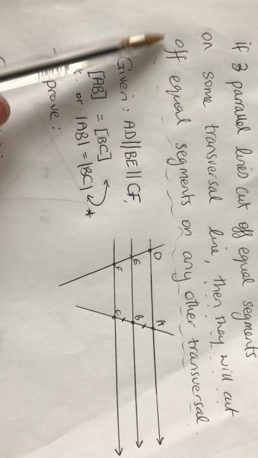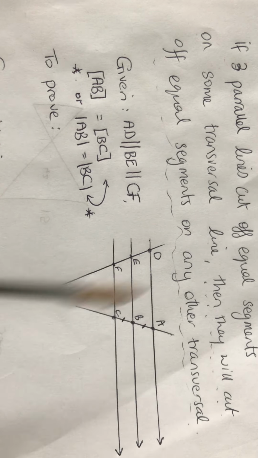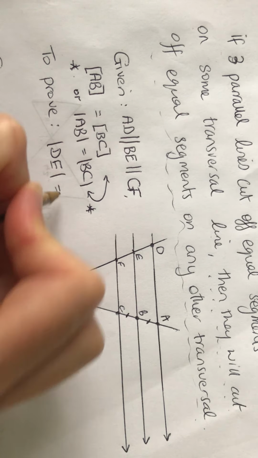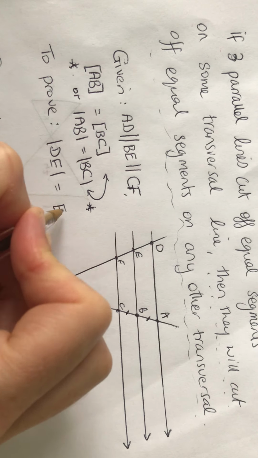What am I trying to prove? Well, it says it here. The length of DE is equal to the length of EF.